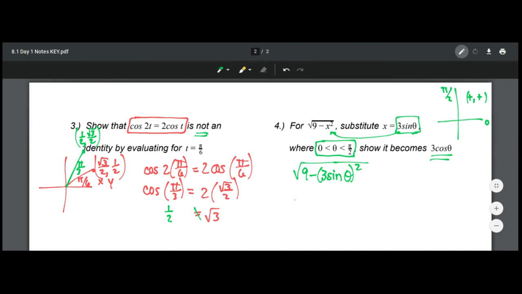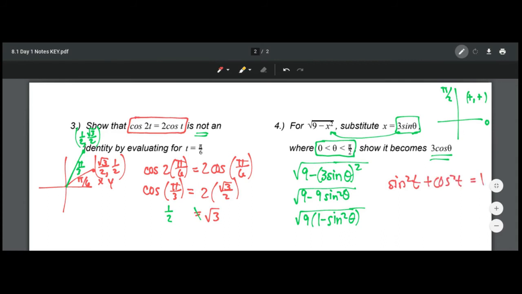So let's simplify algebraically a little bit. We have 9 minus, and then when we square it, we have 3 squared, which is 9, and sine squared. So since we have a binomial, if we could try to factor, I see that there's a GCF, and I could factor out a 9, and I have 9 times the quantity 1 minus sine squared of theta. Now, 1 minus sine squared theta looks familiar because we had an identity earlier that looked like sine squared t plus cosine squared t equals 1.